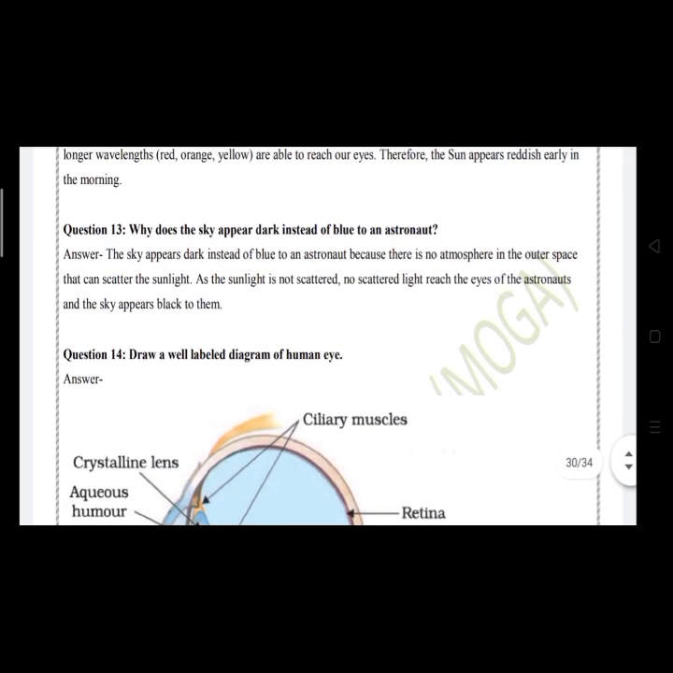Dear students, our question number 13 is, why does the sky appear dark instead of blue to an astronaut? So the answer is, the sky appears dark instead of blue to an astronaut because there is no atmosphere in the outer space that can scatter the sunlight. As the sunlight is not scattered, no scattered light reaches the eyes of astronauts and the sky appears black to them.